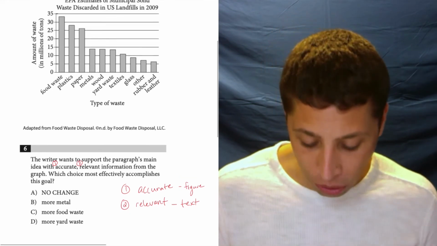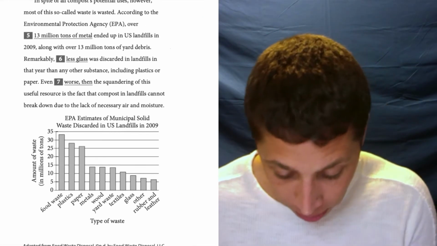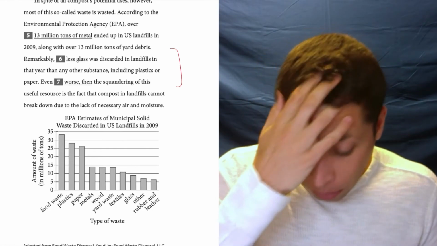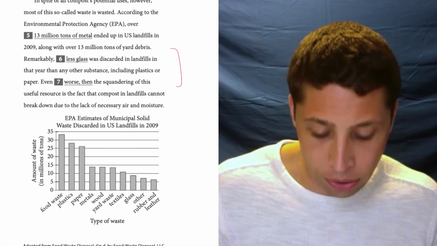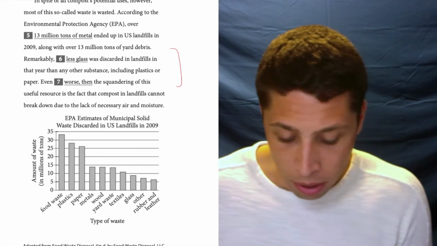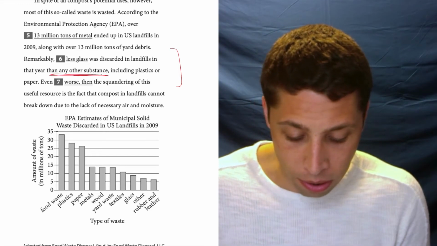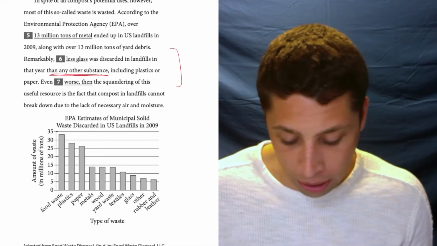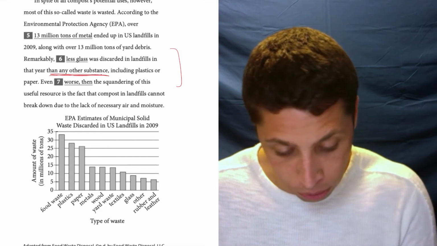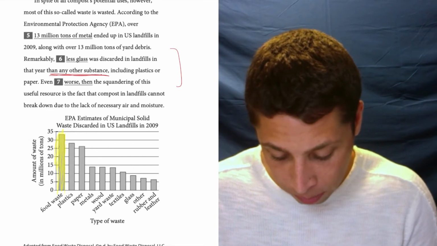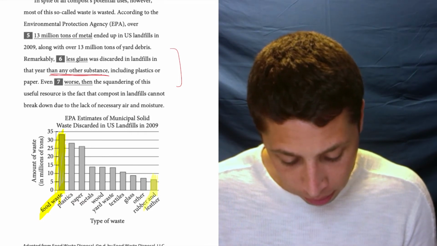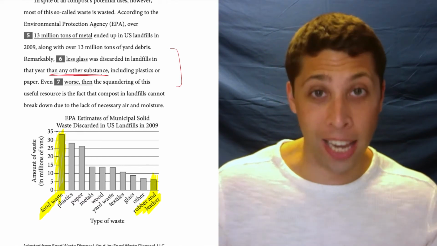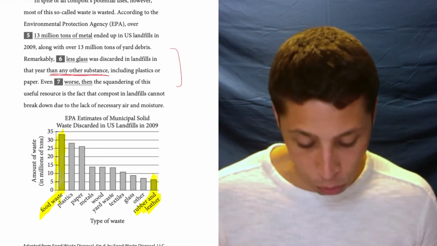So what are we trying to actually say here? Let's look at that line. It's right here. "Remarkably, less glass was discarded in landfills in that year than any other substance, including plastics or paper." So any other substance, well, that means we're looking either at the first bar, the one that is bigger than everything, or the one that is smaller than everything, right? Because in order to compare something and use the phrase "any other," it needs to be on the extremes. It either needs to be food waste or rubber and leather.